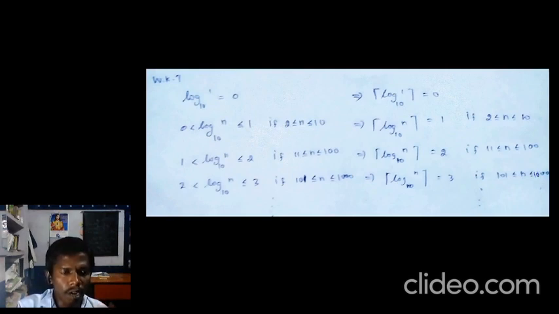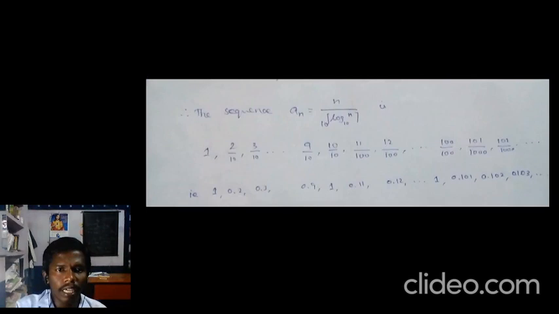So, we know how the sequence is going. Actually, the sequence is going 1, 0.2, 0.3, and it goes on. At the 10th term, we have 1, and it goes on. Actually, I have given the sequence a_n equal to n by 10 to the power of ceiling function of log n. The sequence is represented below.